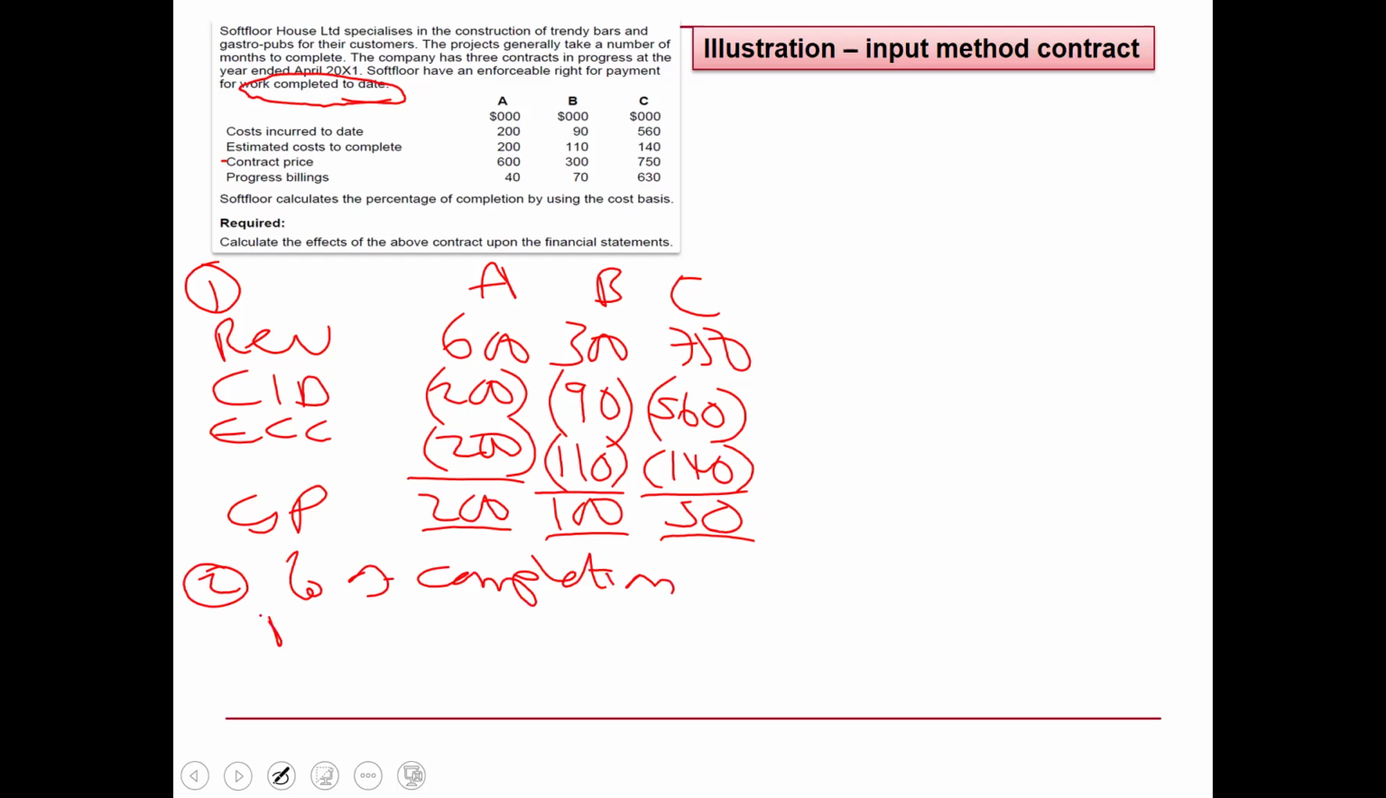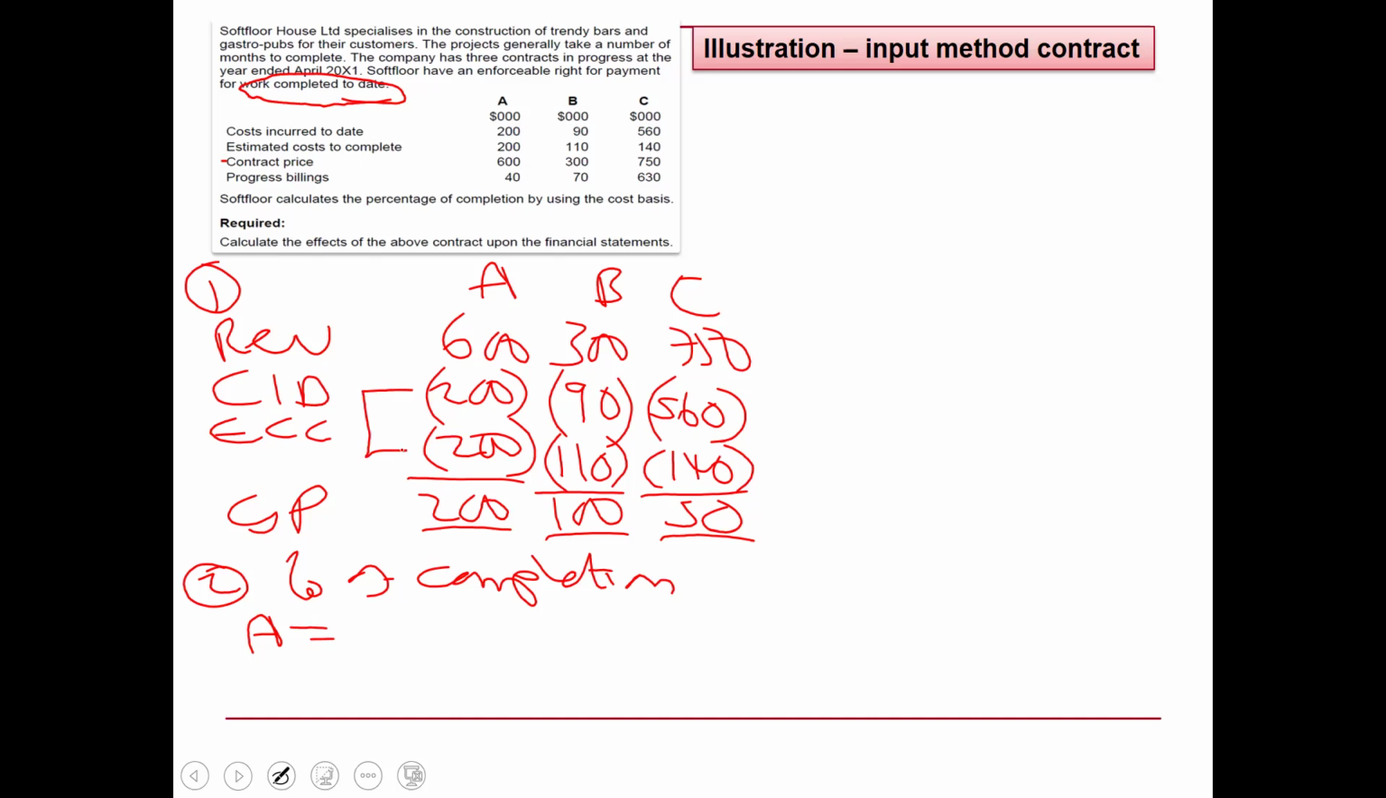So with regards to project A, our percentage of completion, now we are saying work completed to date. We have right of payment based on work completed to date. So we are saying what we have done so far has resulted in us spending 200. But our expectation is, for us to complete this project, we would have incurred a total of 200 plus the 200 we have already incurred.